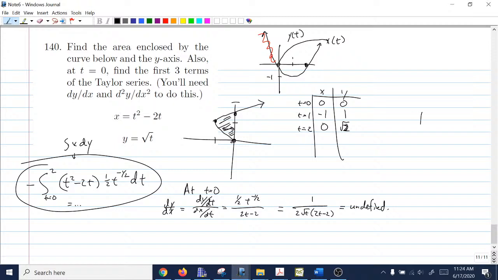Sometimes these things do have a limit as you approach a point, where you get a 0 over 0 thing or an infinity over infinity thing. I'm getting infinity over negative 2, so there's no chance that the limit exists at all. So, find the first three terms of the Taylor series, you can't do it. It looks like at this point we have a vertical tangent. Like this thing looks like this or something.